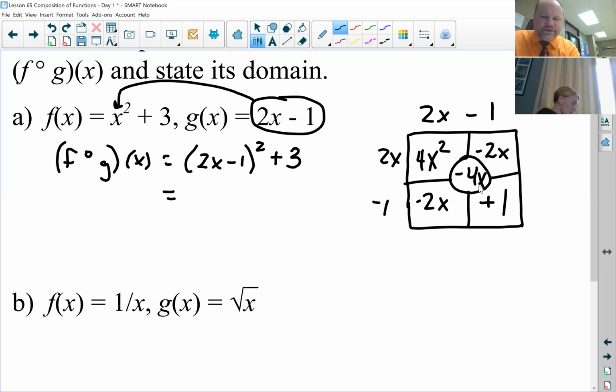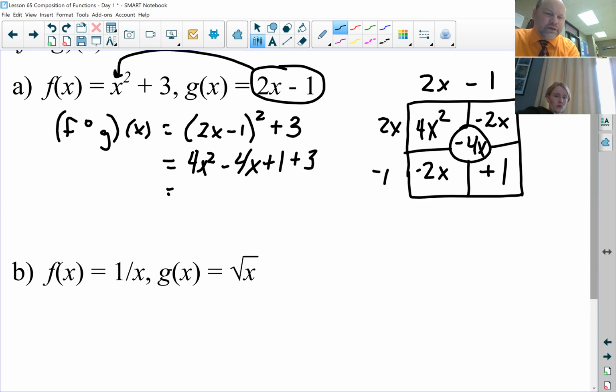So plugging that in, 4x squared minus 4x plus 1 plus 3. And I'll be honest, I really didn't try to do this, but the fact that it's 4x squared minus 4x plus 4, just all fours, is just kind of a happy coincidence.